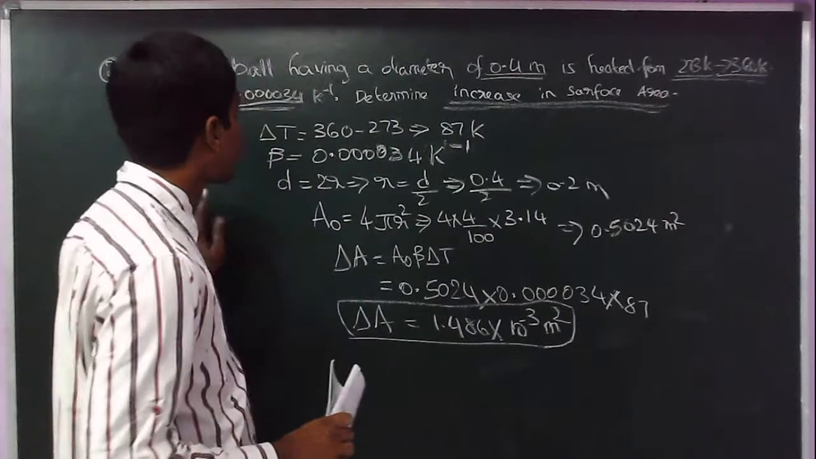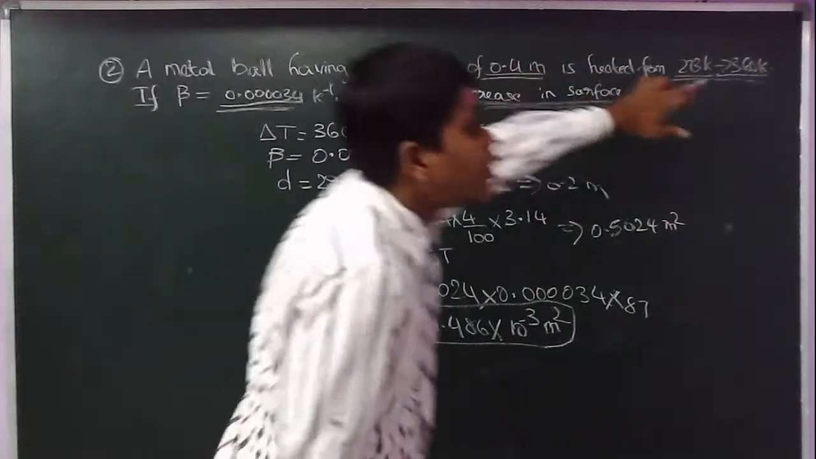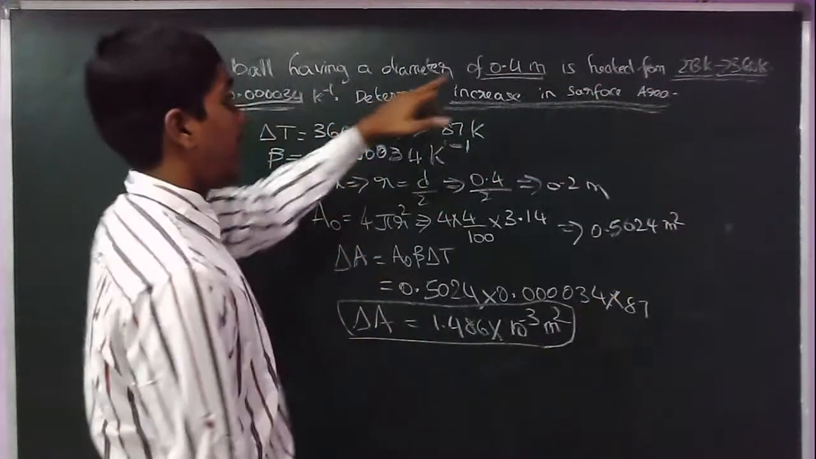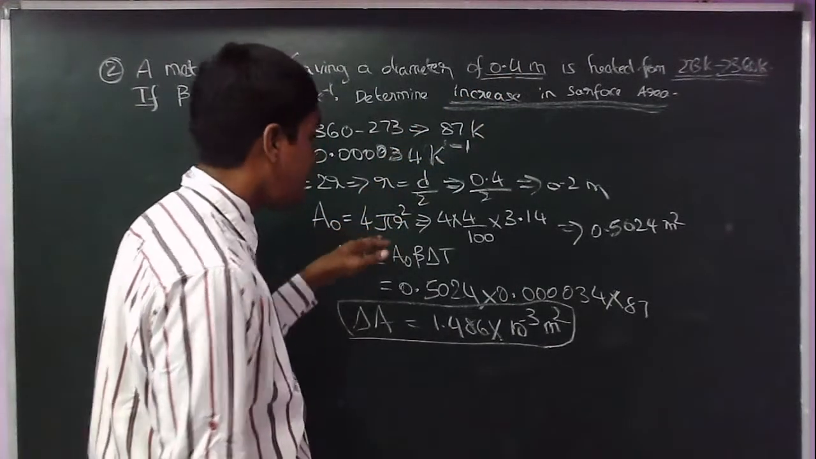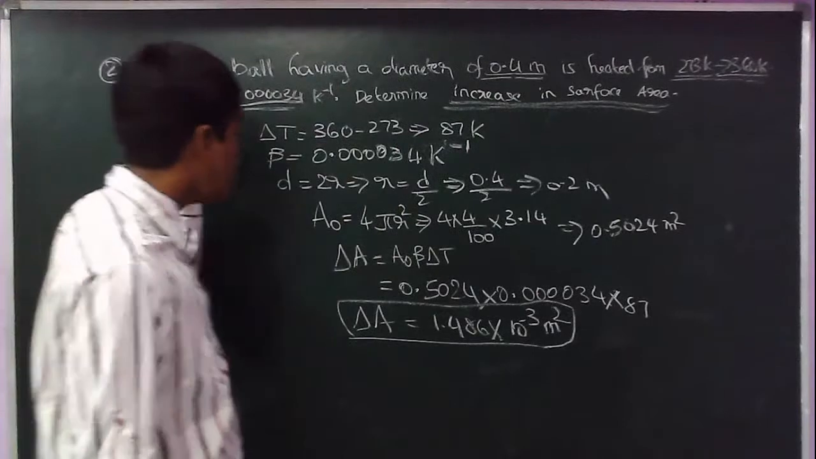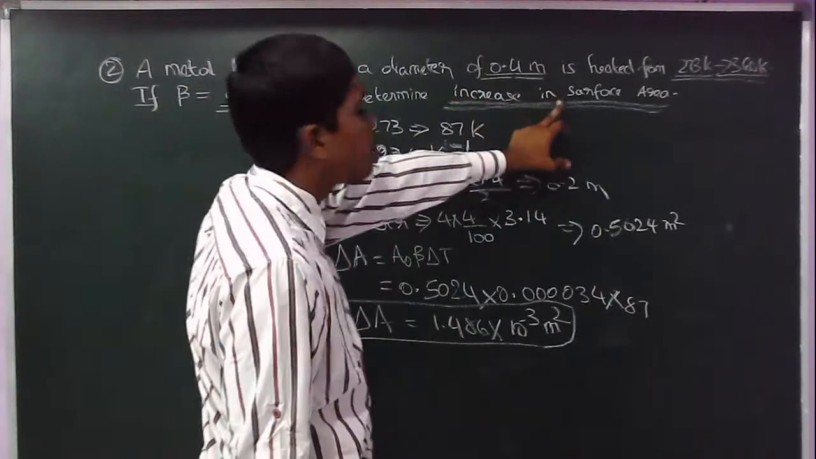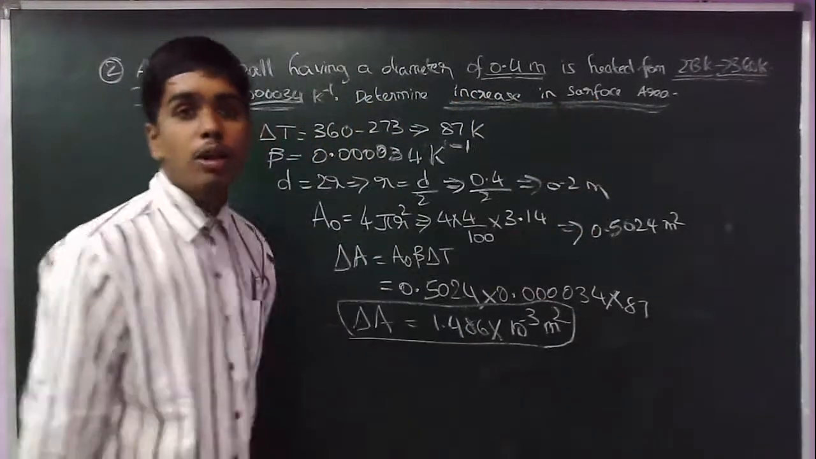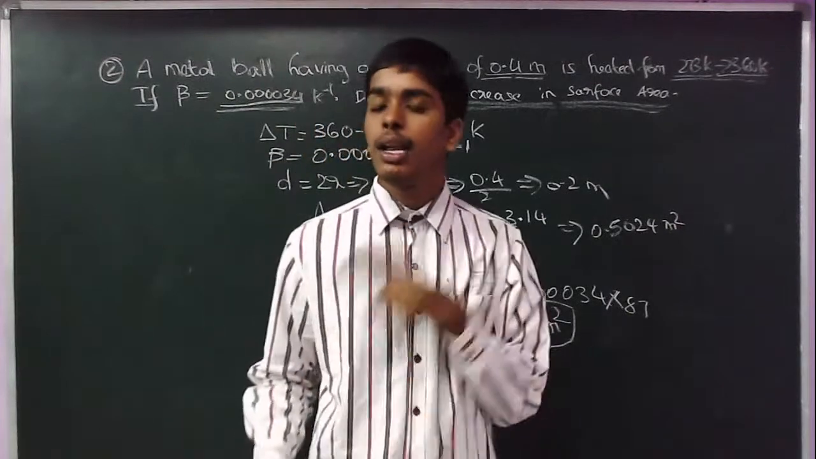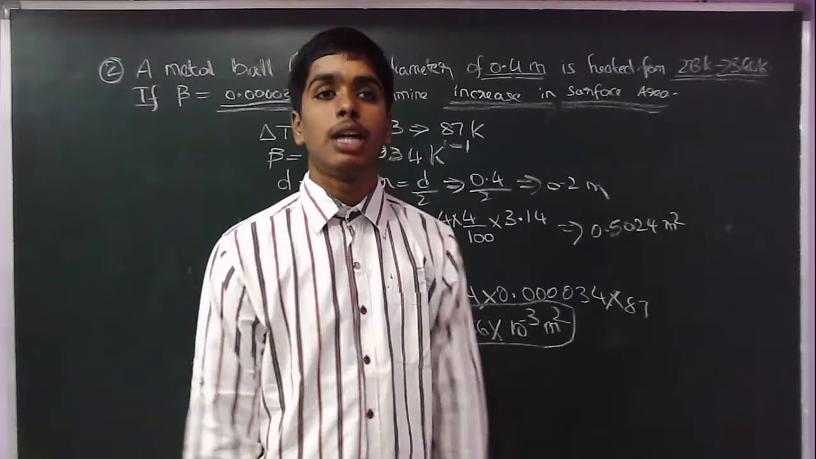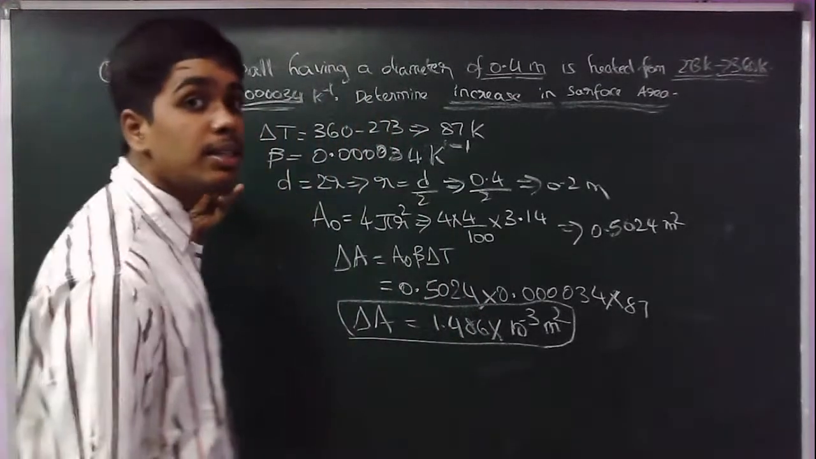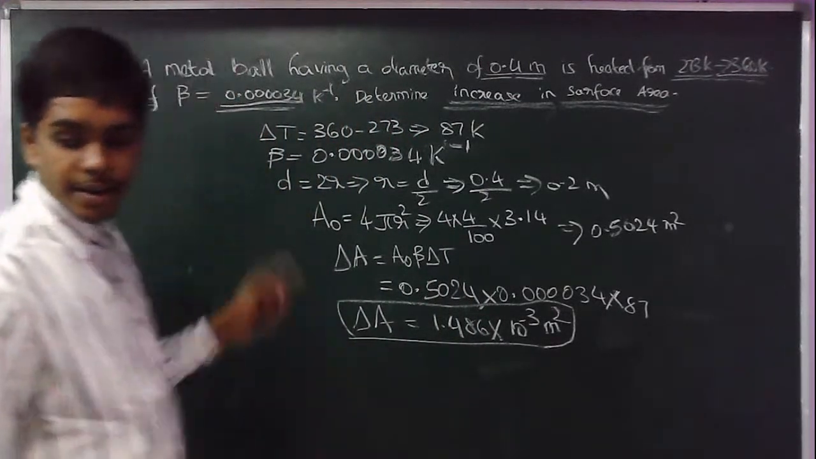Okay. In the question they have given the change in temperature and the initial diameter, which we converted into radius and substituted in the area value, and beta they have given, so we have to find out the increased surface area. So let's discuss the last two problems that are related to volume expansion. So first copy this, then we will discuss the next one.